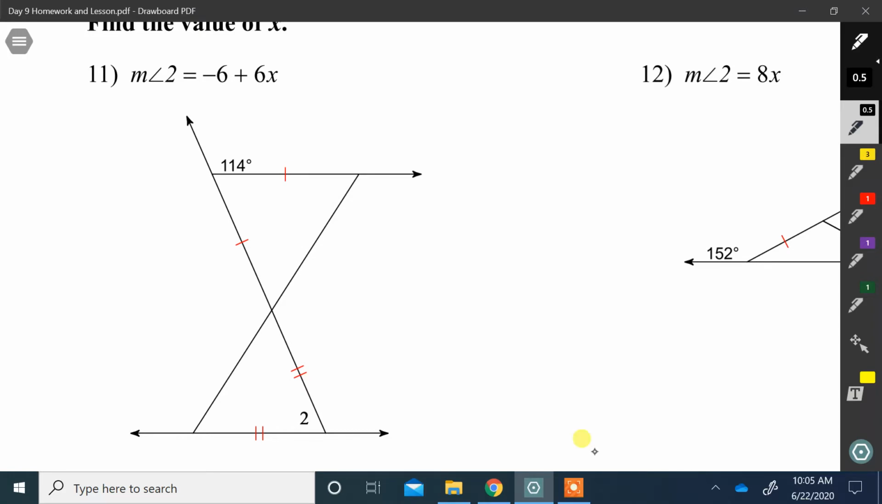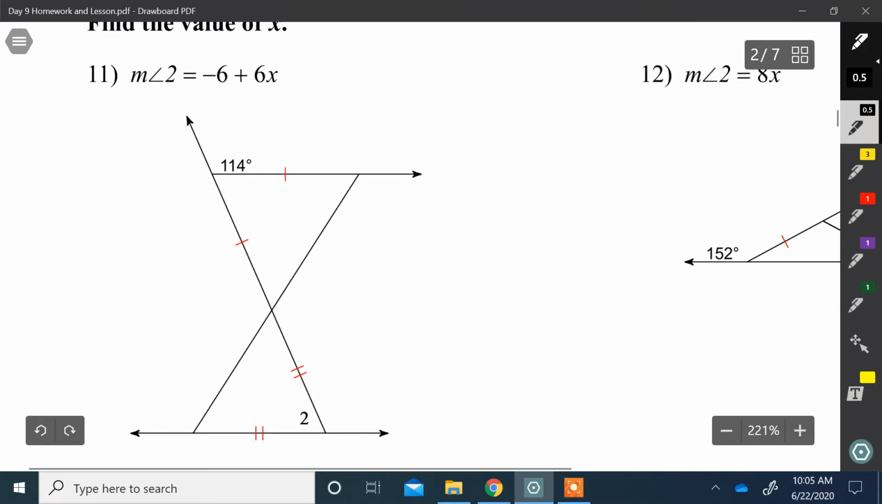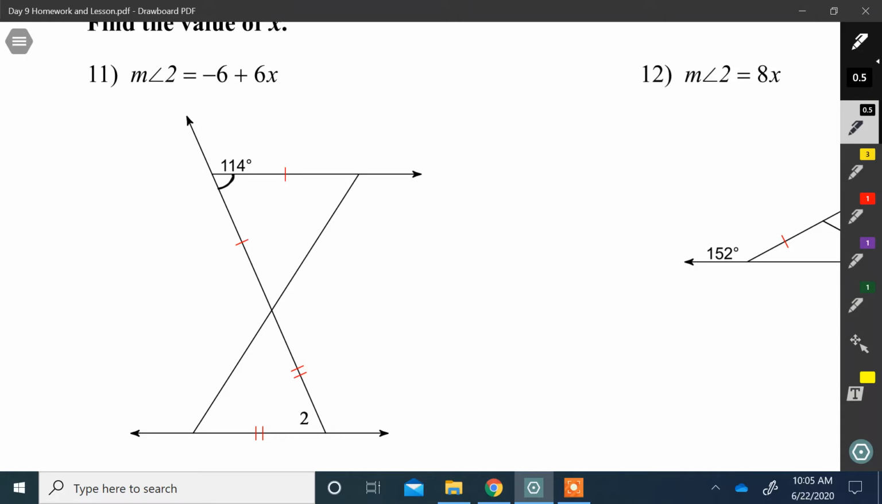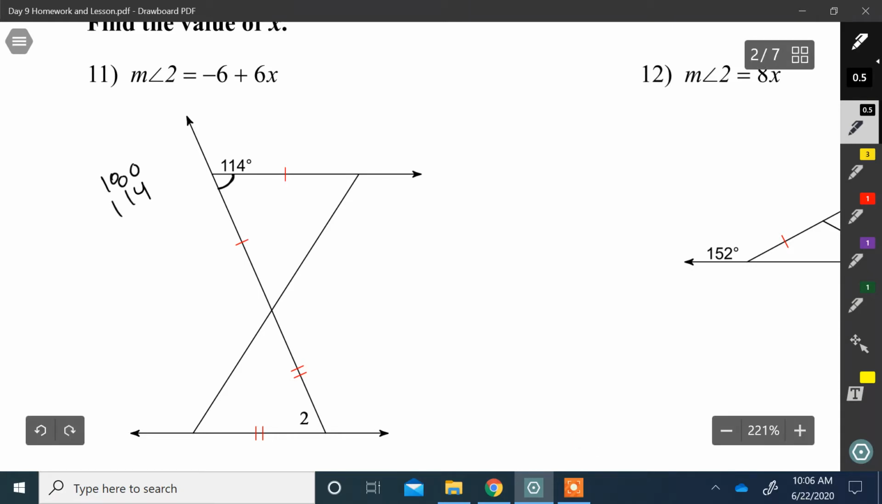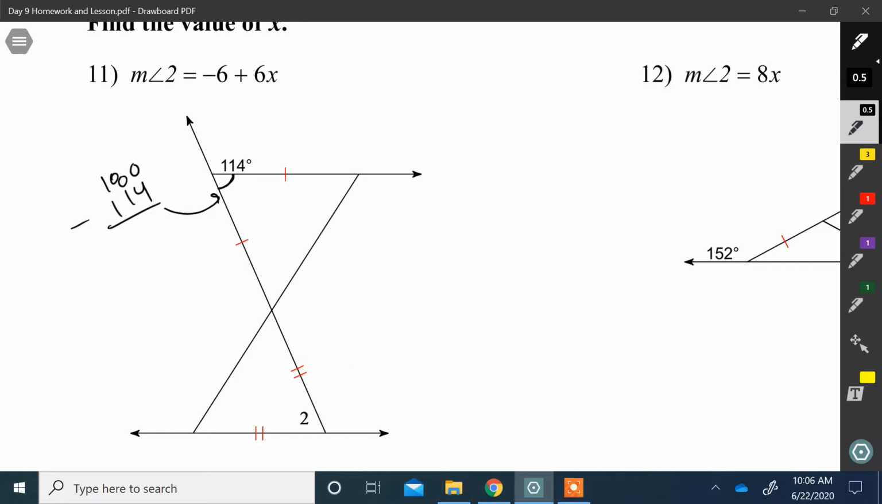Okay, so in this one here, first of all, I need to figure this out. But in order to figure that out, I have to figure a lot of things out. Like, for example, I gotta know what this is right here. So how do I know that? Well, I'm going to subtract 180 minus 114 to get that right there, because I know that those two add up to 180. Okay, so 180 minus 114 should be 66.